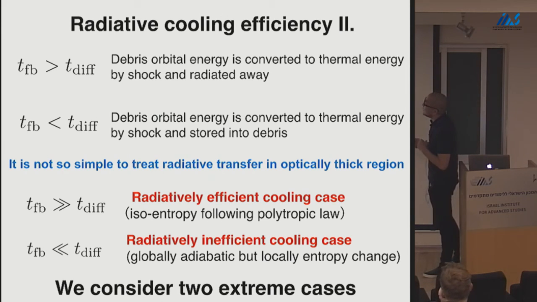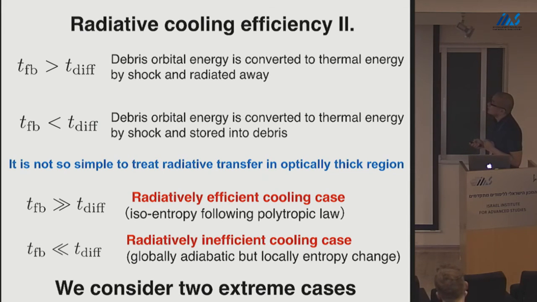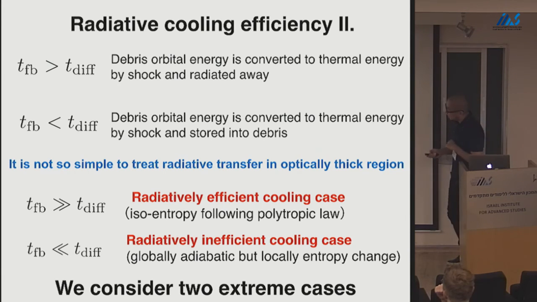So there are two types of relative cooling efficiencies, by comparison between the orbital time scale and the diffusion time scale. If the orbital time scale is longer than the diffusion time scale, the debris orbital energy is converted to thermal energy by shock and radiated away quickly. And if the orbital time is shorter than the diffusion time scale, the debris orbital energy is converted to thermal energy by shock and stored in the debris. Because it is not simple to treat radiative transfer in optically thick regions, we consider two extreme cases: one is the radiatively efficient cooling case and the other is the radiatively inefficient cooling case.